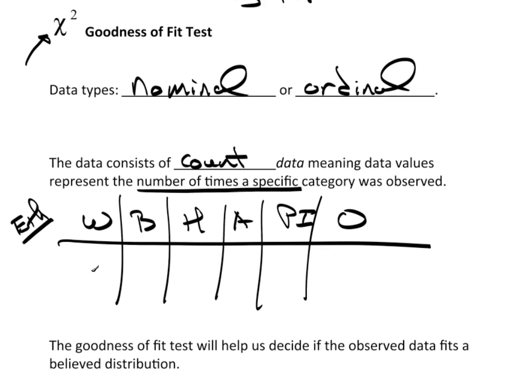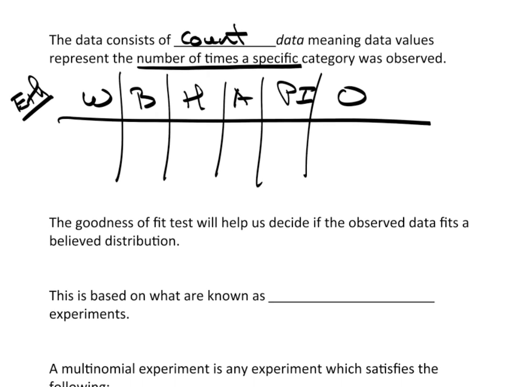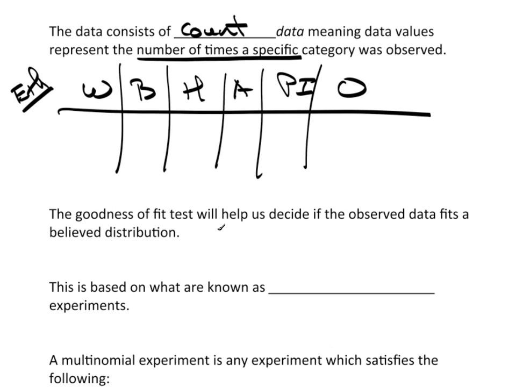If I list the number of whites, blacks, Hispanics, Asians, and so forth that were observed in the sample, I could compare this with the known distribution from census data, perhaps, of how these ethnicities are distributed in the population. So the goodness of fit test will help us decide if the observed data fits this believed distribution. This is based on what's known as a multinomial experiment.